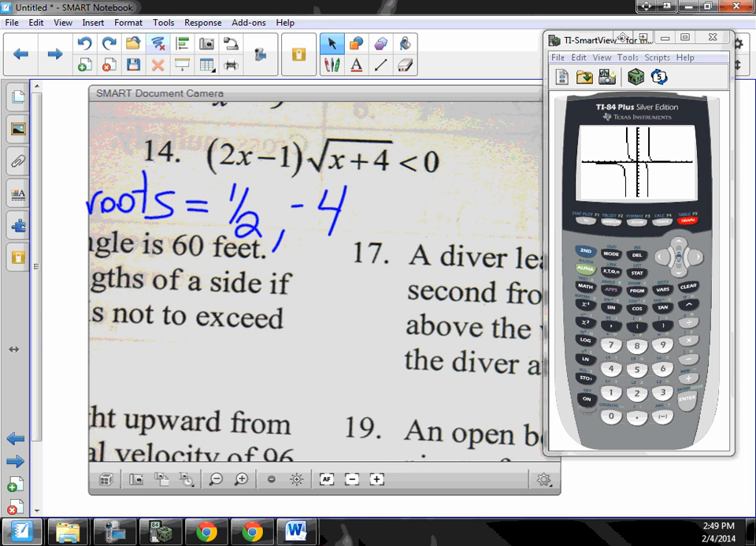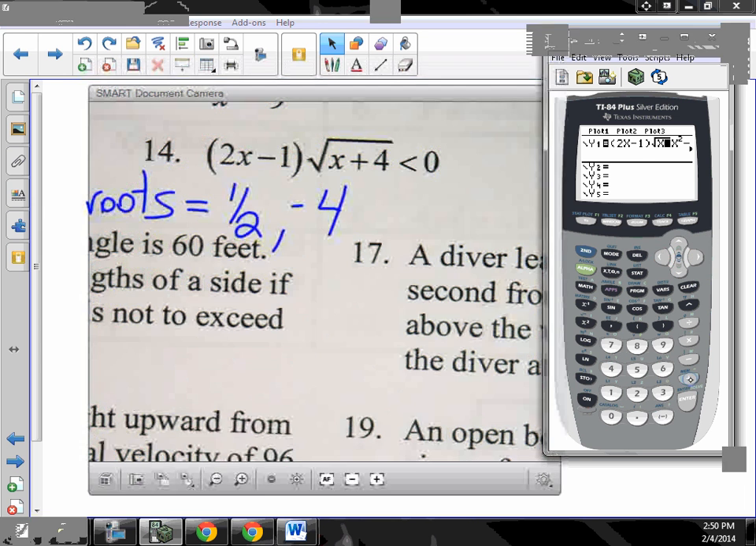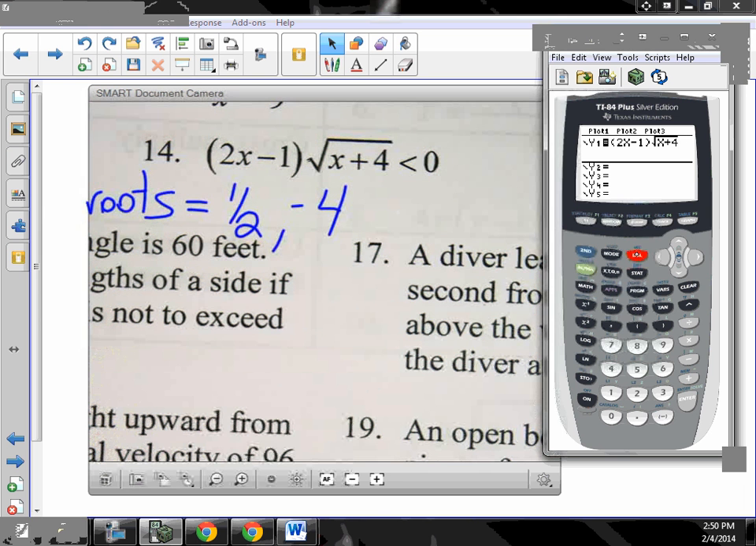So to find out what the graph looks like, 2x minus 1 times the square root of x plus 4. Oh boy. I just love this new calculator. No. That is so annoying.